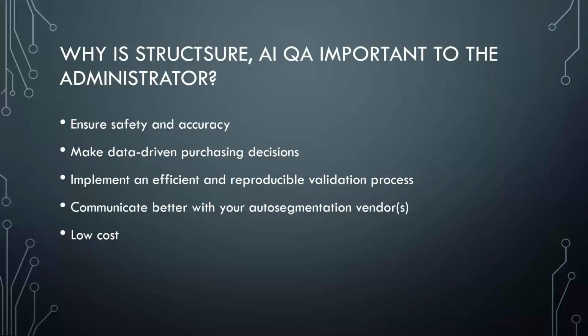Implement an efficient and reproducible validation process. Just like you must validate and commission dose calculation algorithms, you also need to validate and commission your auto segmentation models. You'll need to do this not only initially, but as new models evolve and new models are added, different body sites, new modalities. And just like I mentioned before, with Structure AI QA that process is efficient, comprehensive, and can be automated and reproduced either singularly or via this batch analysis functionality that I can also talk to you about a little bit later.